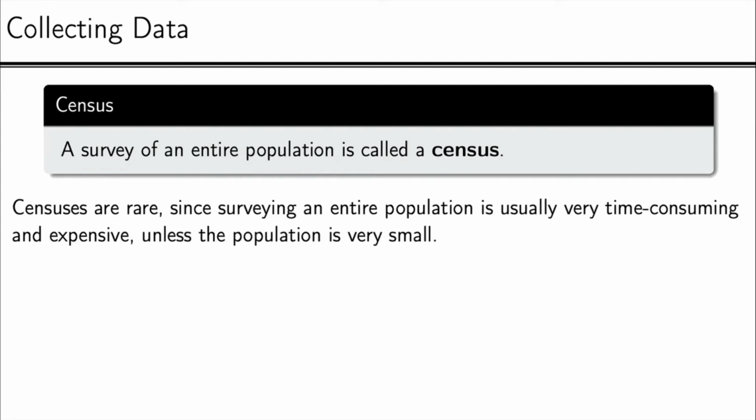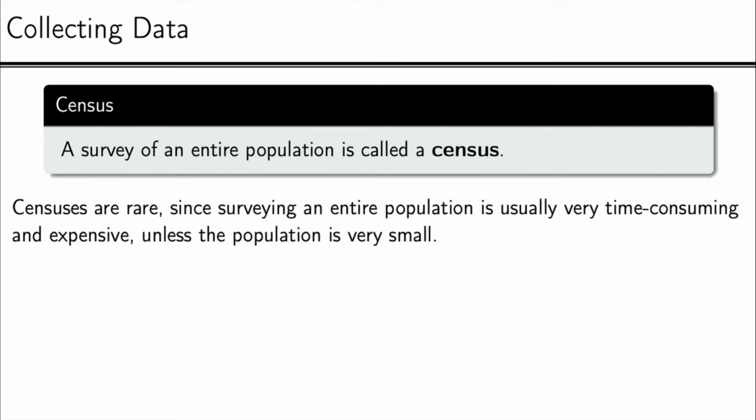After you've decided what population you care about finding information about and what your parameter or parameters are that you'd like to measure, you need to start collecting data. And so we're going to talk about different ways that we can collect data. So first, we have this definition of what's called a census.